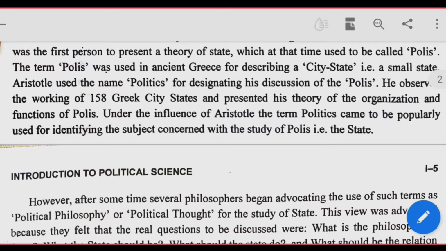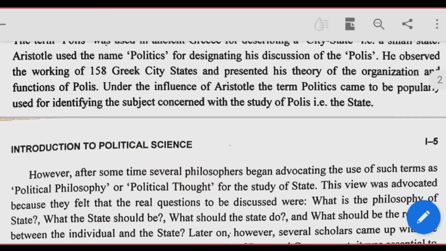Under the influence of Aristotle, the term politics came to be popularly used. It was his influence that politics came to be popularly used for identifying the subject concerned with the study of polis. Polis means state, the study of state. So from the very beginning, what is politics or political science? Study of state. The traditional view of politics or political science is that it is a study of state. With the observation of the 158 small city-states, he understood the working pattern of the different city-state governments, and then he termed it politics.